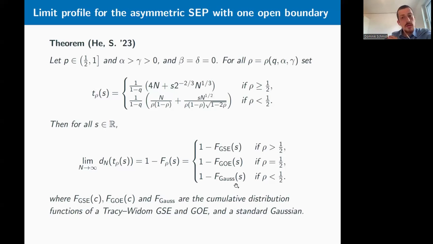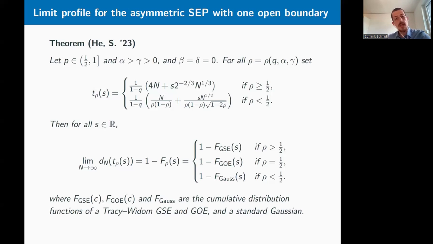Okay, so what's the punchline? In the case of the asymmetric simple exclusion process with one open boundary, we also have a very good understanding of the limit profile, and it's even a bit more interesting in the sense that we have this jump around a half, where we have the transition from a window of order n to the 1/3 to a window of n to the 1/2.